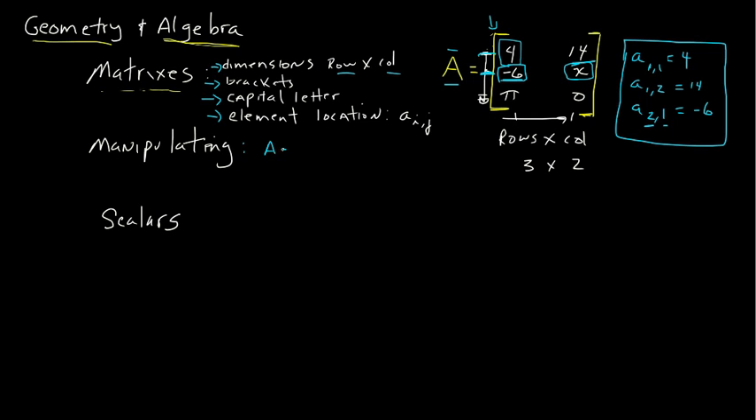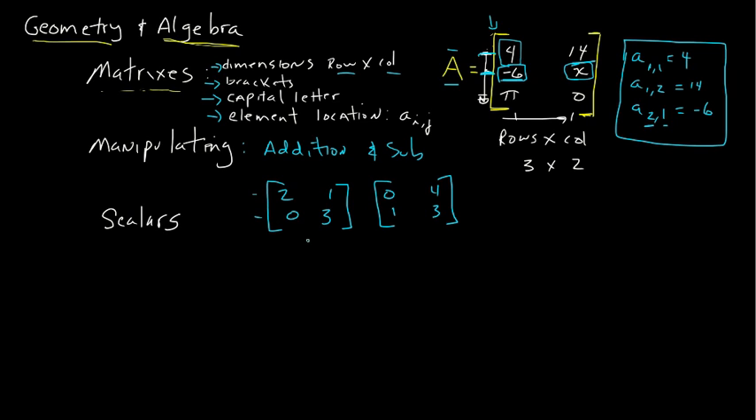All right, let's talk about manipulating matrices. And mainly this is addition and subtraction. The way that you add and subtract matrices, first of all, they have to have the same number of rows and columns. So if you had two matrices like this, and they were both 2, 1, 0, 3, and 0, 4, 1, 3. They were both 2 rows, 2 columns. So both these would be 2 by 2.